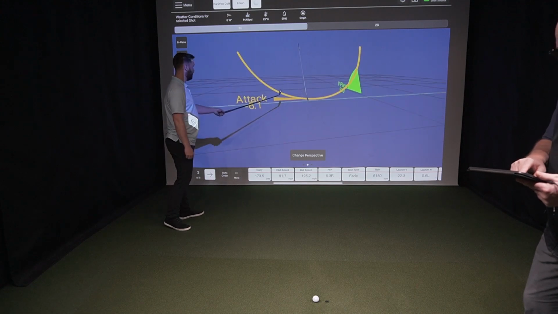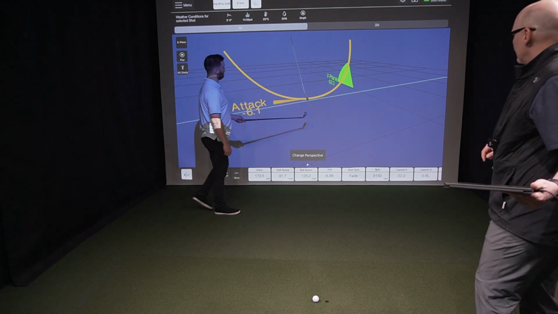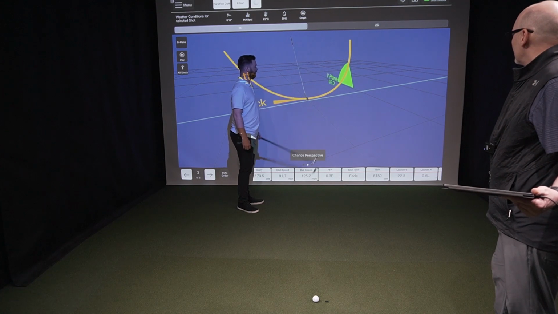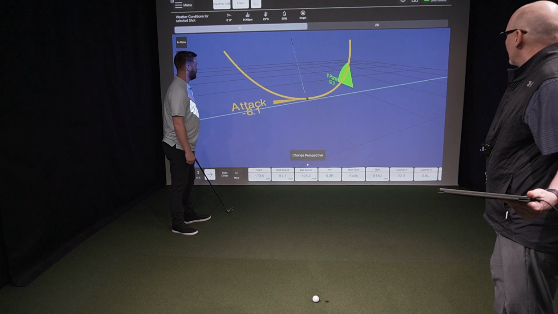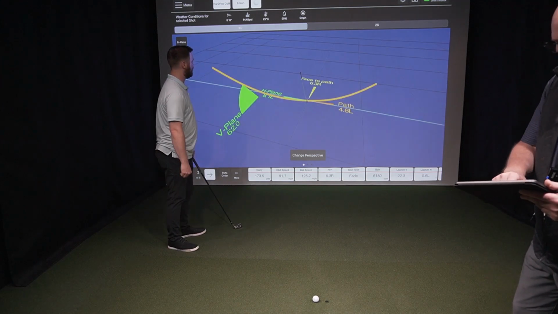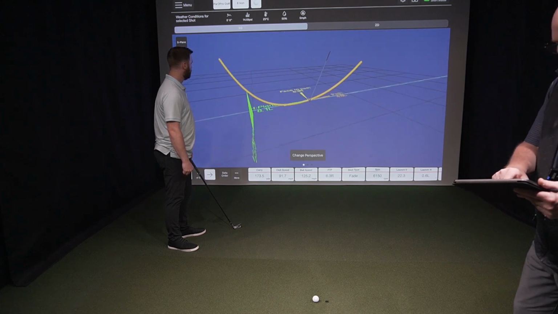While we've got the planes up, we'll just finish up on that perspective. Your vertical plane, 62 degrees, that's how high the club is in relation to the ground at that particular moment in time. And then there is a horizontal one as well. It just shows you how far off center the club is at that point in time. That one there, 8.1.